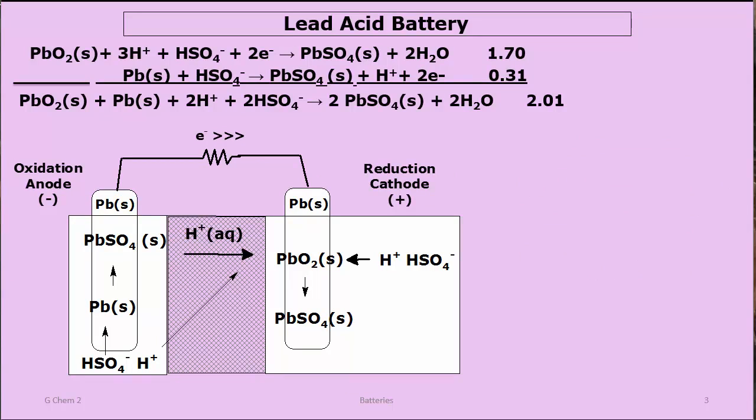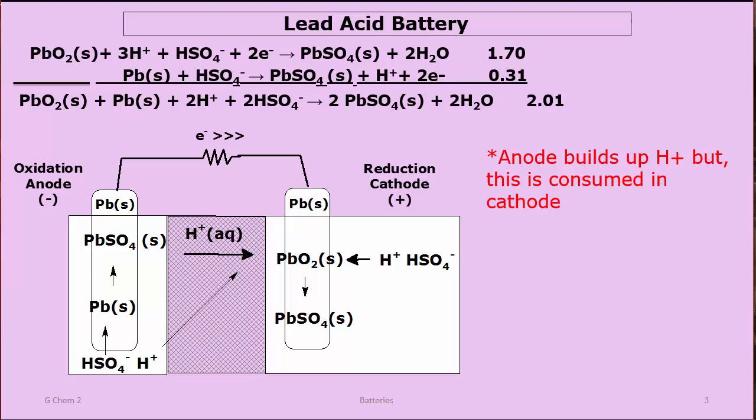So a few points that I would make about this lead acid battery is, first off, the anode builds up protons, but these are consumed in the cathode. So if you look at the reaction here, in the oxidation side, we're creating acid, which is going to change the charge balance and start to make the cell more positive as the reaction goes on. And in a very simplified battery, as we learned earlier, you need to compensate for this with the salt bridge so that the charge balance is maintained.